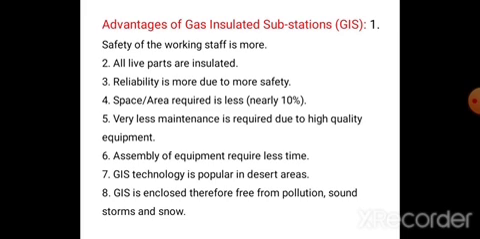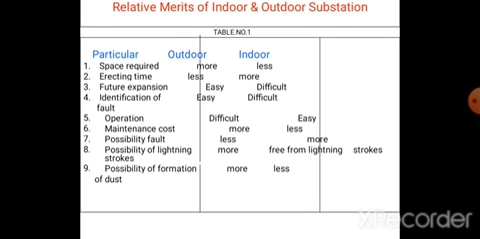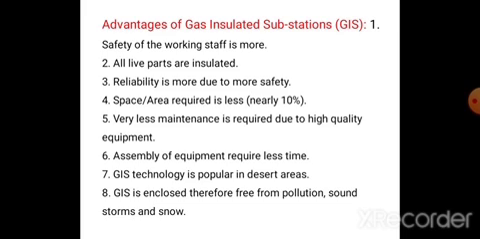GIS technology is popular in desert areas. And a GIS substation is enclosed, therefore free from pollution, sound, storms and snow. So these are the advantages of gas insulated substation.